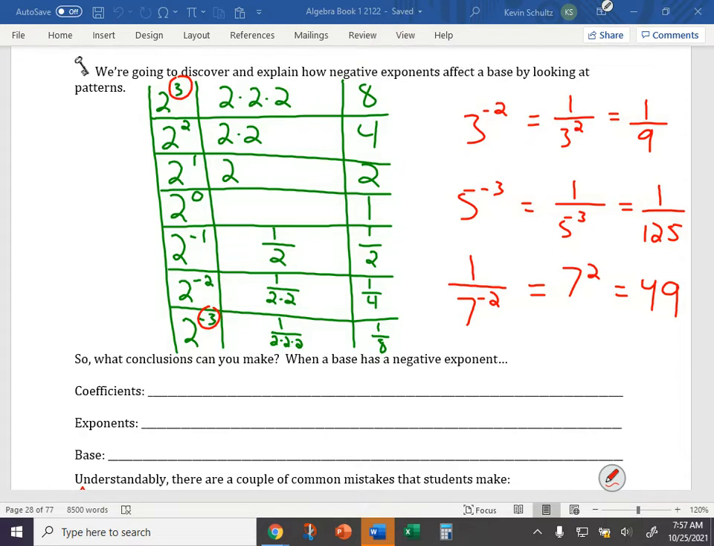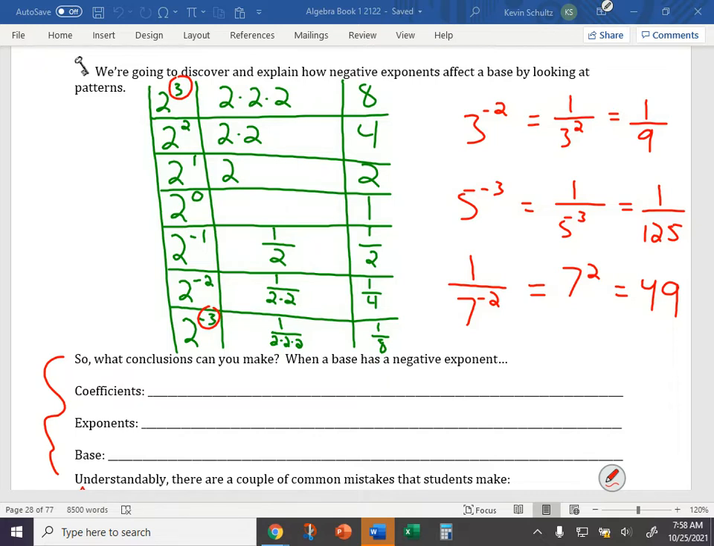So, can anybody tell me the rule for a negative exponent, right? Because we have this little section here where we always fill out what do we do with the coefficients, what do we do with the exponents, what do we do with the bases. What's the rule for when you have a negative power? Alan, what do you think? Okay, that's kind of explaining what's going on here, right?